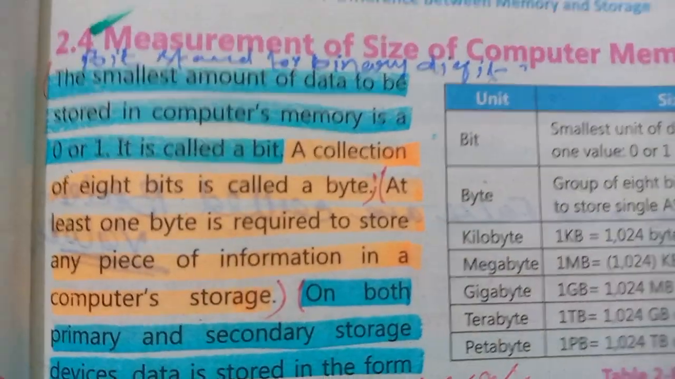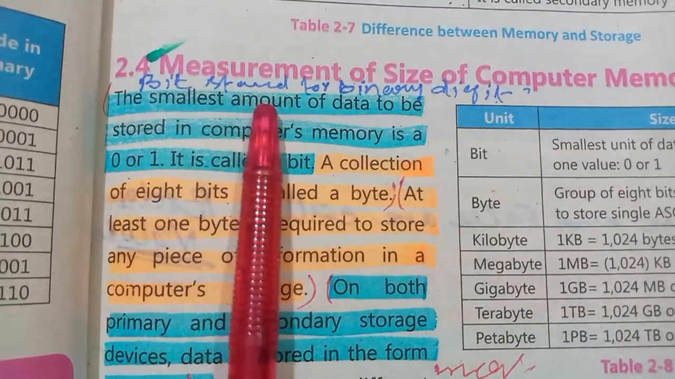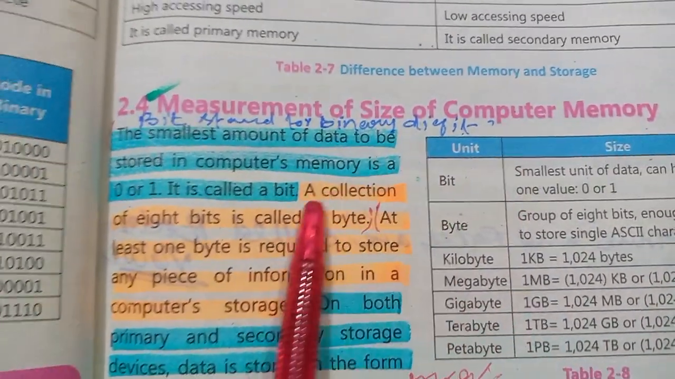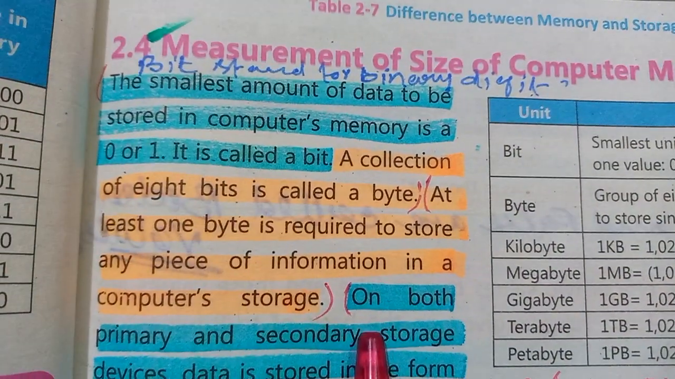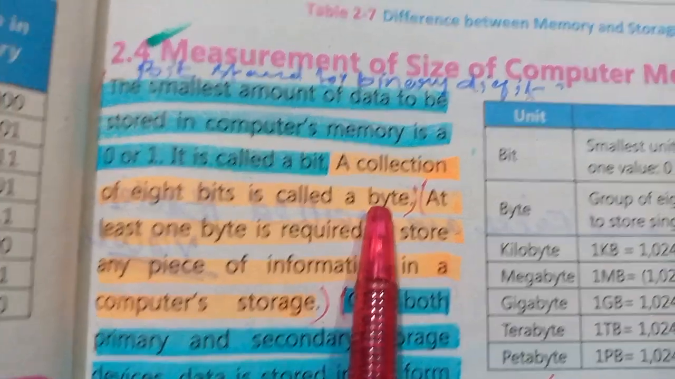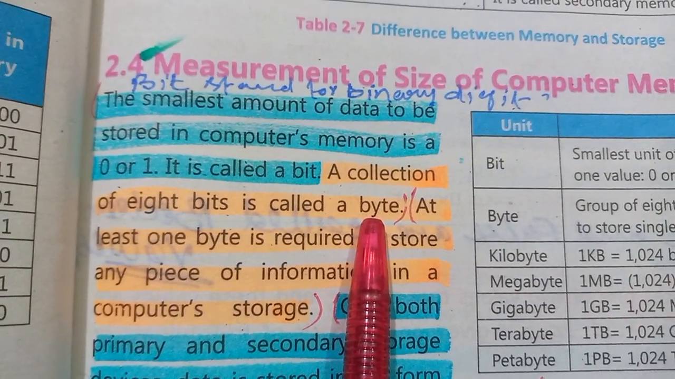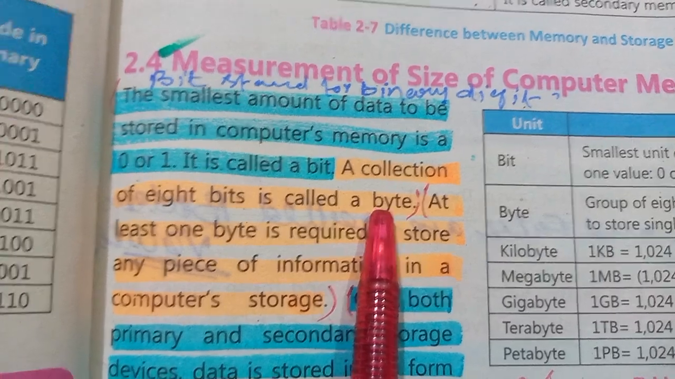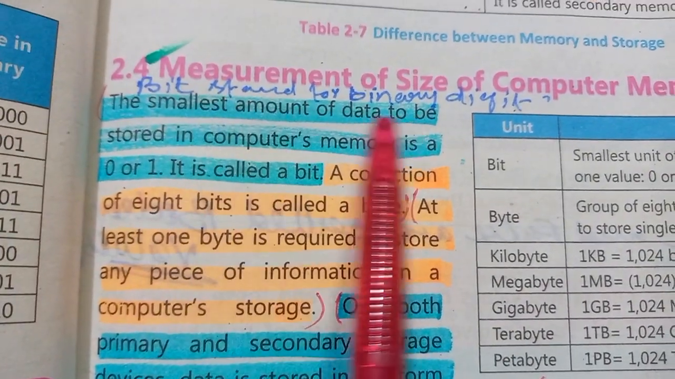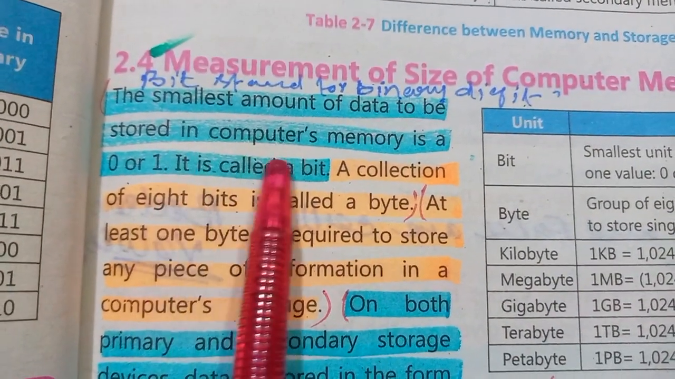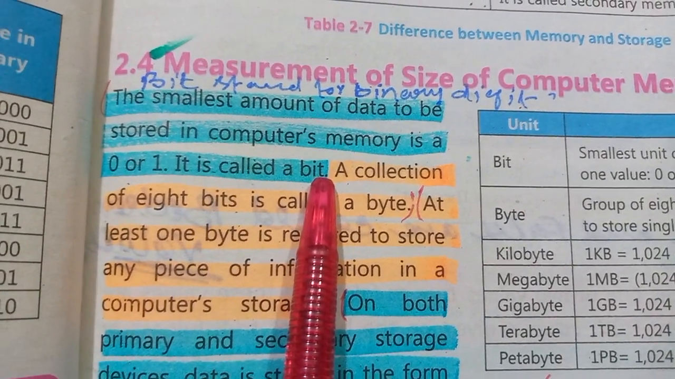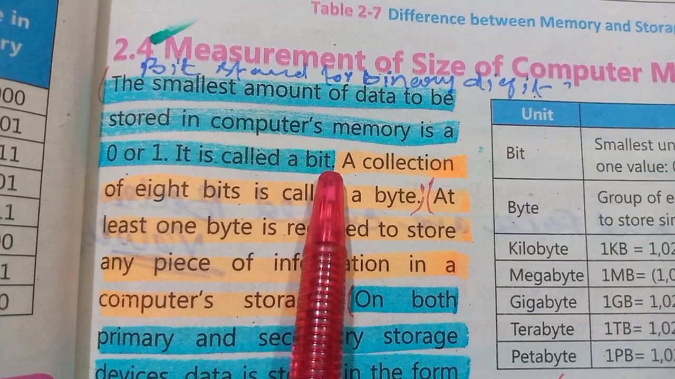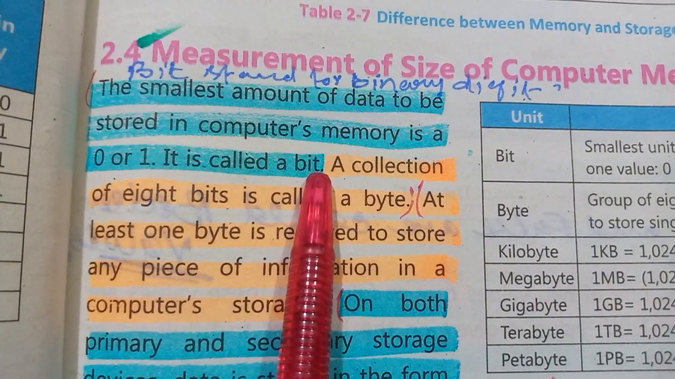So here the next topic is measurement of size of computer memory. Here two short questions are given. The first one is what is a bit, and the second one is what is a byte. The difference of these two terms can be asked in the question, so you can write these definitions. The smallest amount of data to be stored in computer's memory, a 0 or 1, is called a bit. This is the definition of bit.